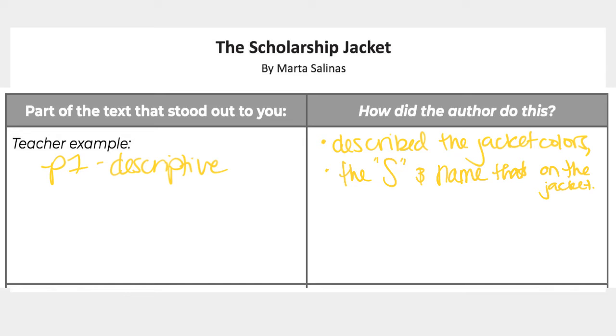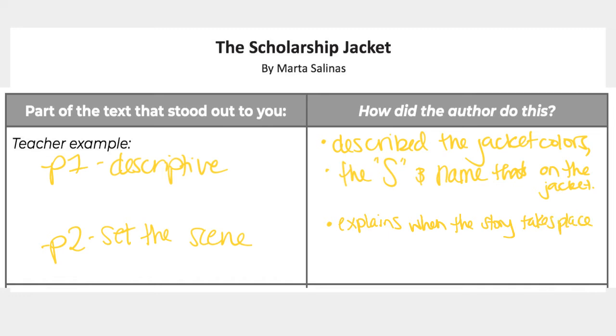And so now thinking about paragraph 2, what I really liked about that paragraph was that it set the scene. It set the scene for me as a reader to know more about her and what the story is going to be about. How did it do this? Well, it explains when the story takes place. All right, so we know, and she tells us, that she was 14 and she was in 8th grade. Also, she gives us background information about her family.